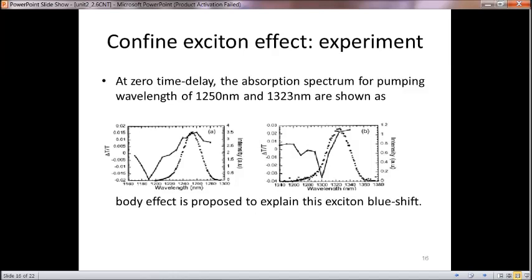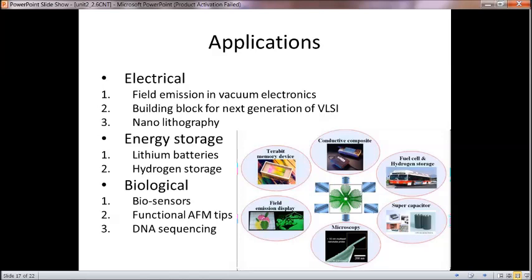So the applications are in the electrical field, field emission in vacuum electronics, building blocks for the next generation of VLSI components, and nanolithography, which are applied with these carbon nanotubes. These are also used in energy storage with lithium batteries and hydrogen storage, and in biological terms as biosensors, functional AFM tips, and DNA sequencing. AFM is one of the microscopic methods used with carbon nanotubes, called the atomic force microscope.